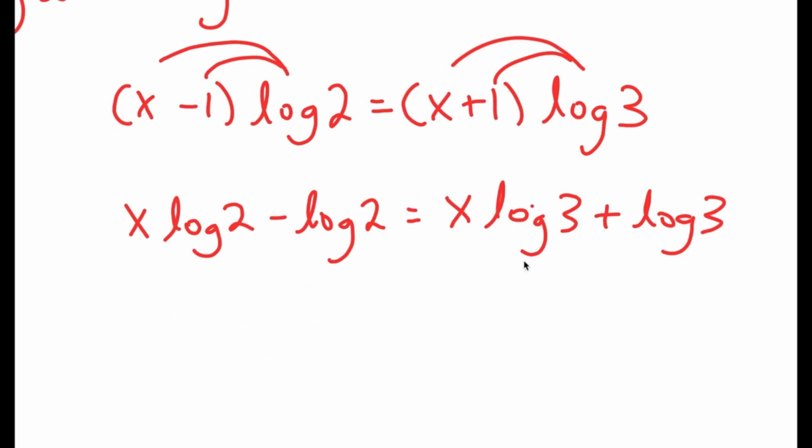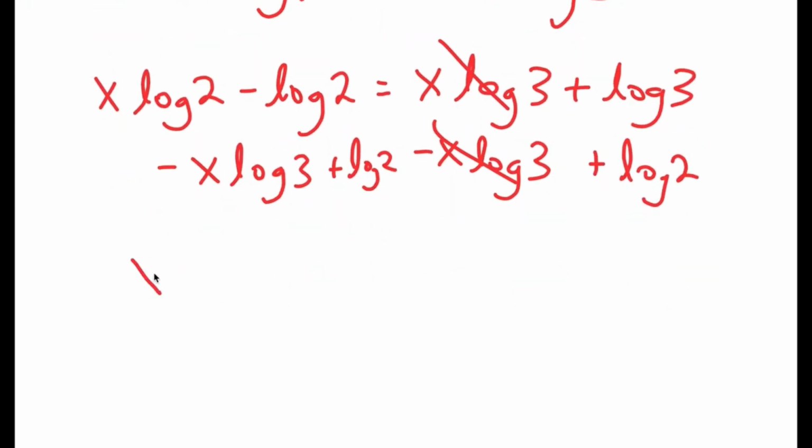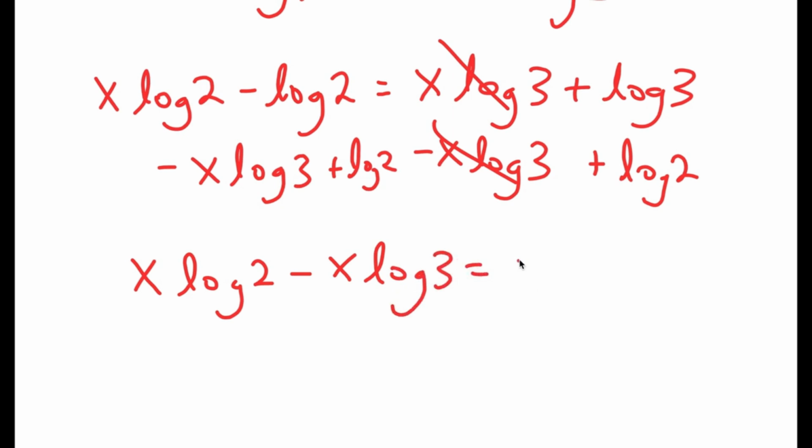So, now that that's good, I'm going to subtract x times log 3 on both sides, and also add log 2 on both sides. So I'm doing this because now I can group all the terms that have x together and group the terms that don't have x together. So now I get x times log 2 minus x times log 3 is equal to log 2 plus log 3.